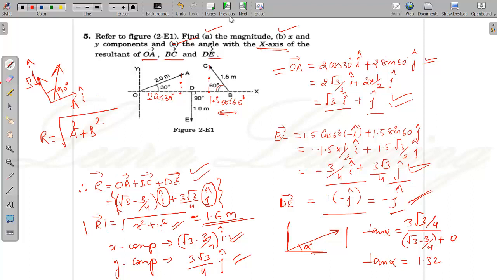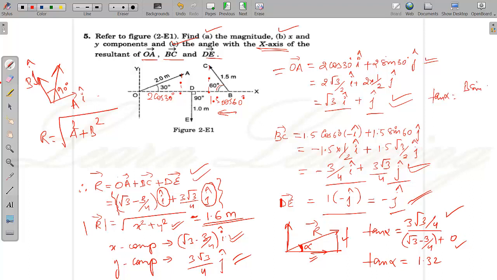So let's say this is the resultant. This resultant has been resolved into only two components, this and this. If this is the angle with the x-axis, theta, this is alpha, then tan alpha will be this divided by this. You can simply take tan alpha as this divided by this, or you can use the formula also. So tan alpha was what?